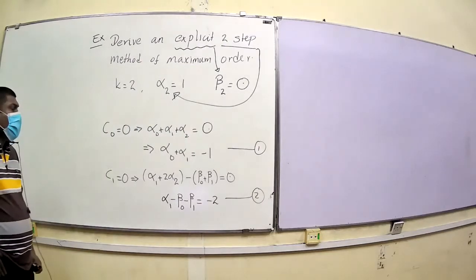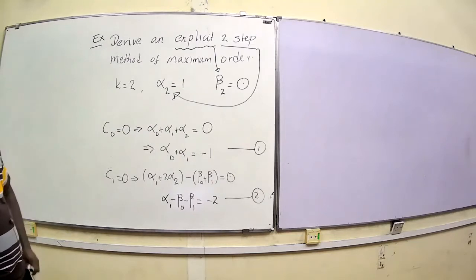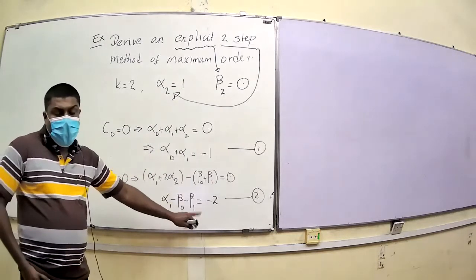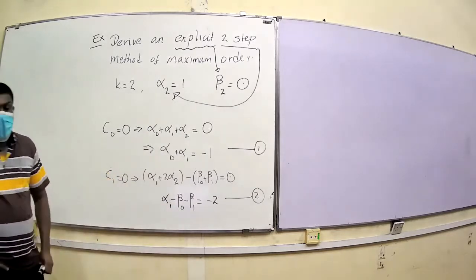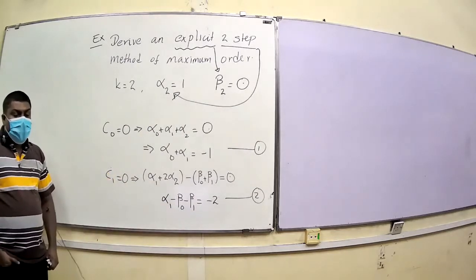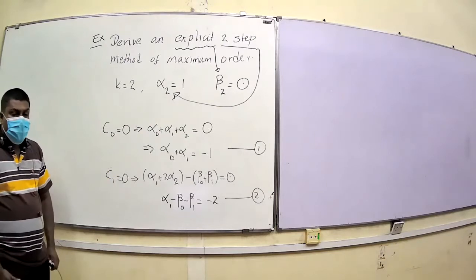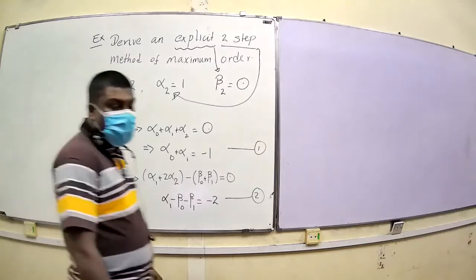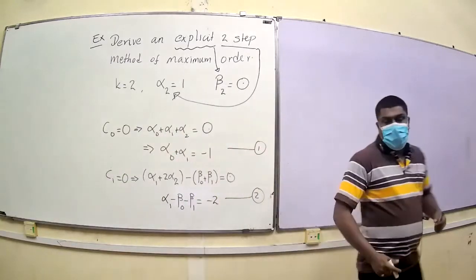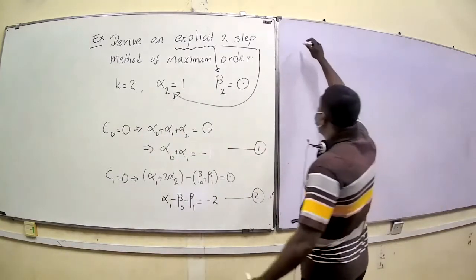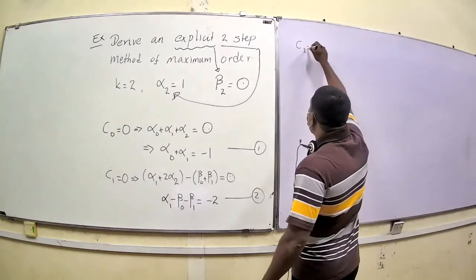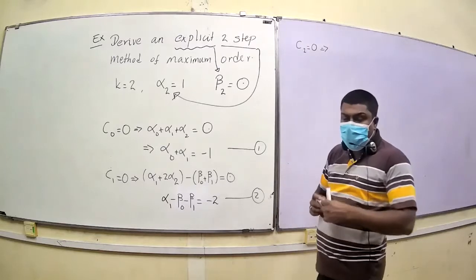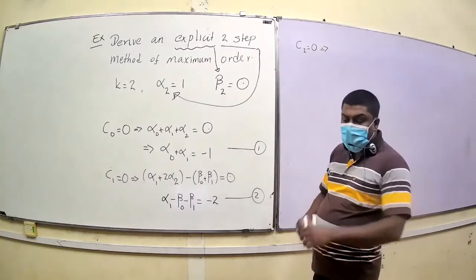Still, the equations are not enough to compute all of them, because you have to find alpha 0, alpha 1, beta 0, beta 1. So there are 4 unknowns, so at least you should have 4 equations. You have 1, 2, so you need 2 more equations. So you will go to C2 equal to 0, and you know the formula for C2, so you can make the substitution.